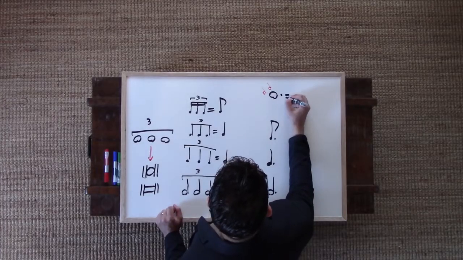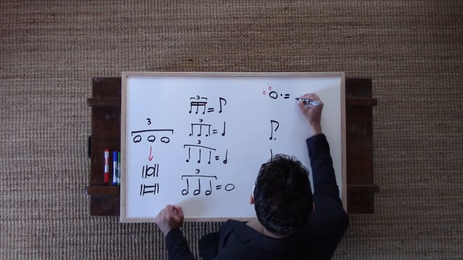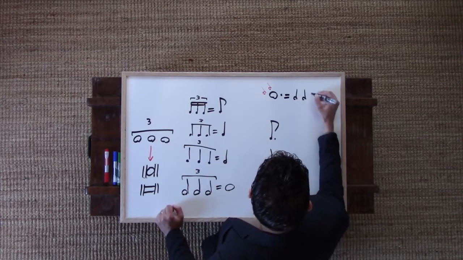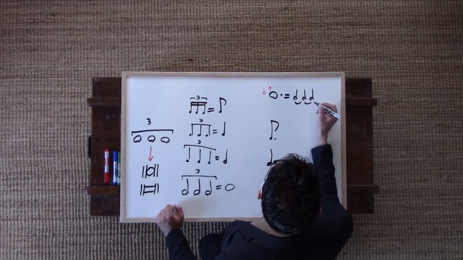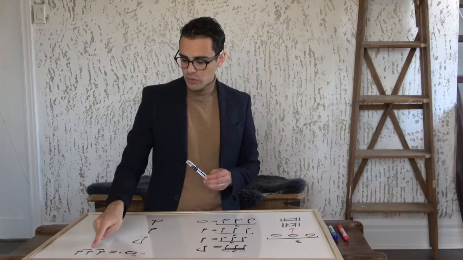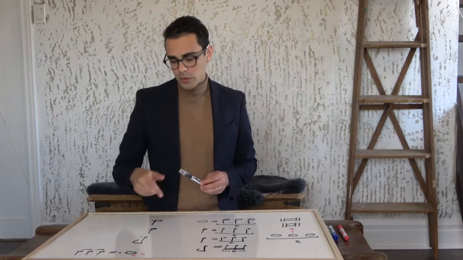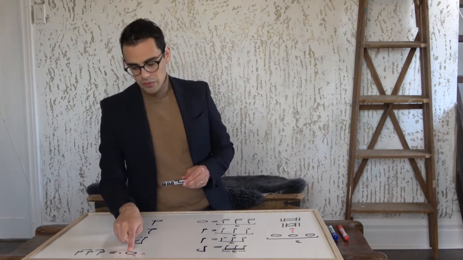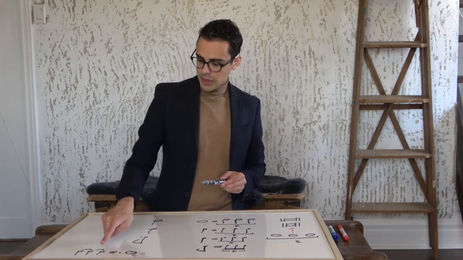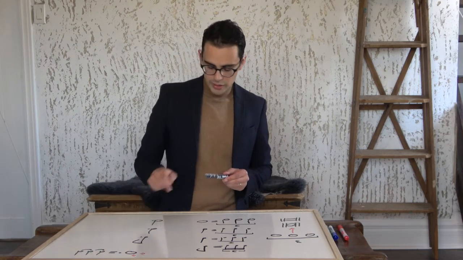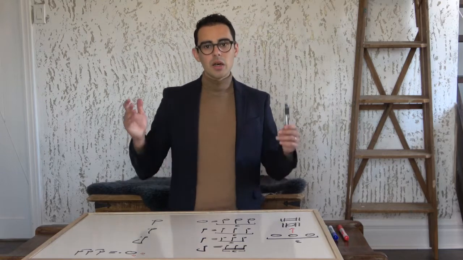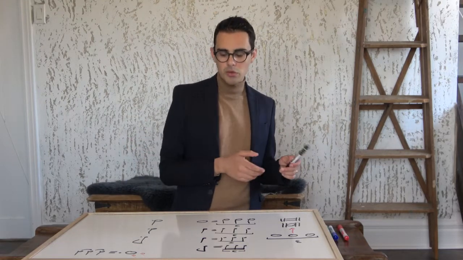So the timing of this symbol is actually equal to 3 half notes that have been tied together. 1, 2, 3, 4, 5, 6. There are 4 quarter notes in there. So a dot is half of whatever came before it. In this case, this dot is worth a half note. Let's look at this symbol. I'll say it again. A dot is half of whatever came before it.